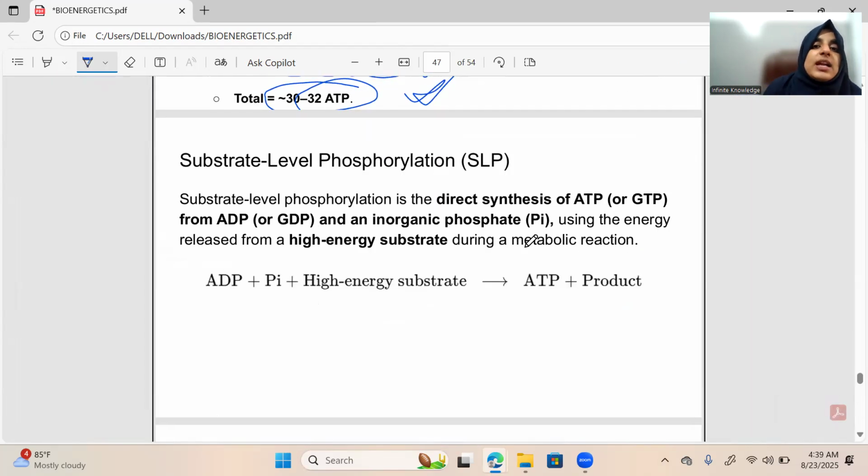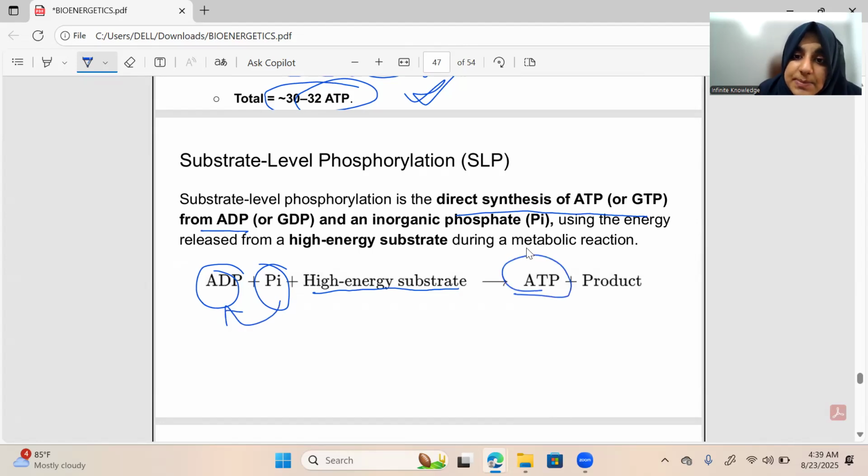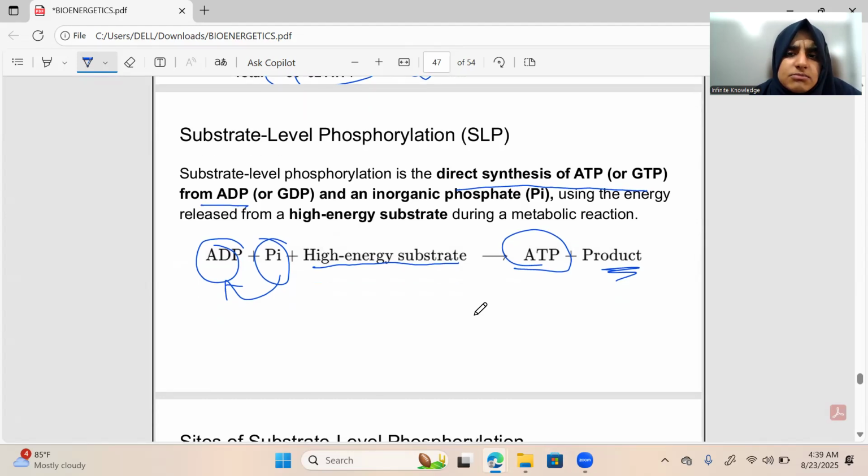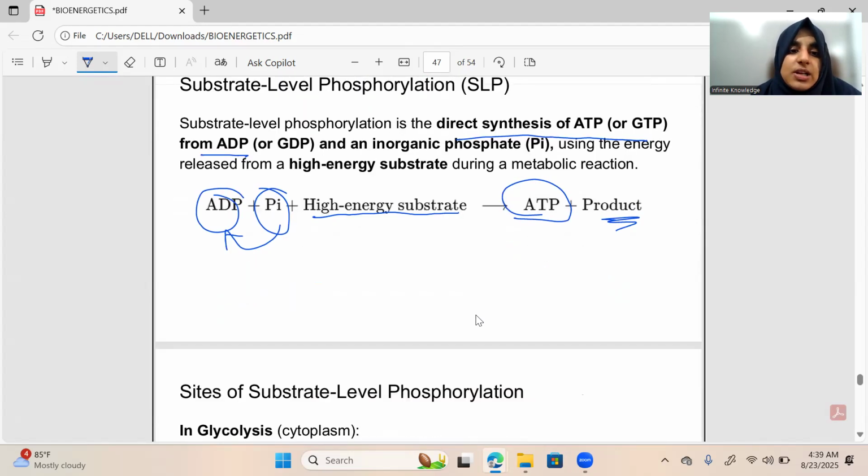All right, now substrate level phosphorylation. What happens is that it is the direct synthesis of ATP or GTP from ADP. ADP plus inorganic phosphate plus a high energy substrate. This phosphate combines with ADP in order to produce ATP plus our product. This basically occurs during a metabolic reaction.